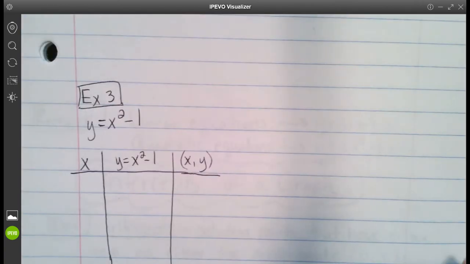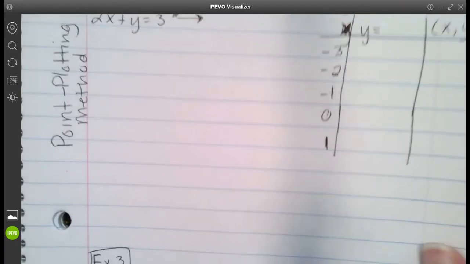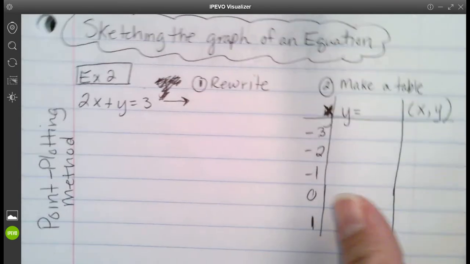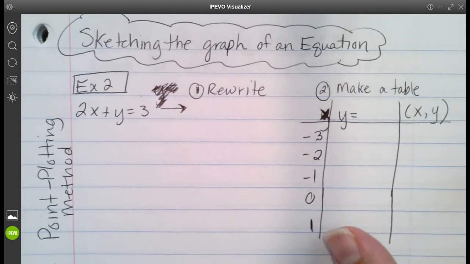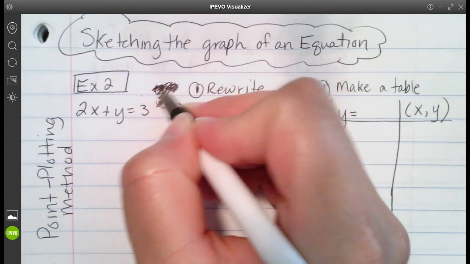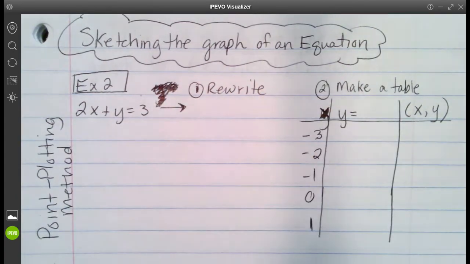So if you have room, you can keep going. I already pre-wrote this out, so take a moment to copy this at the top. We're going to be sketching the graph of an equation. Ignore this, by the way. I could not find my whiteout, so just pretend that's not there.